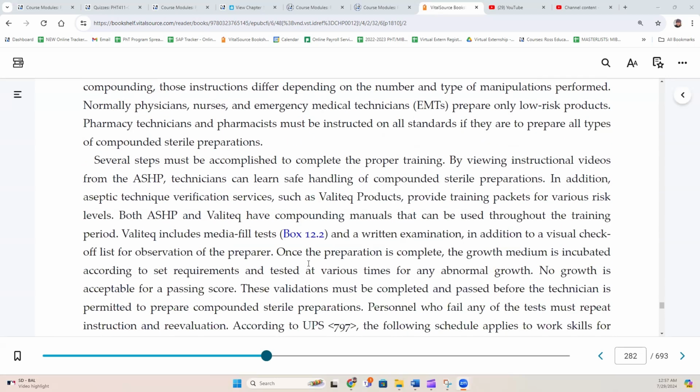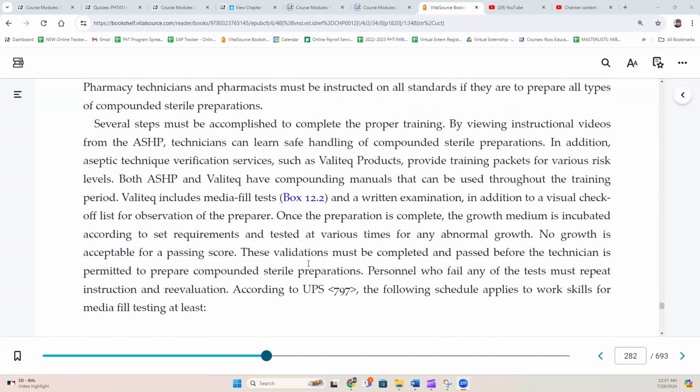Several steps must be accomplished to complete the proper training by viewing instructional videos from the ASHP. Technicians can learn safe handling of compounded sterile preparations. In addition, aseptic technique verification services such as Veltec products provide training packets for various risk levels. Both ASHP and Veltec have compounding manuals that can be used throughout the training period.